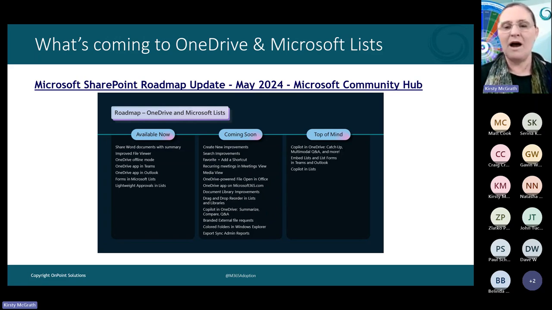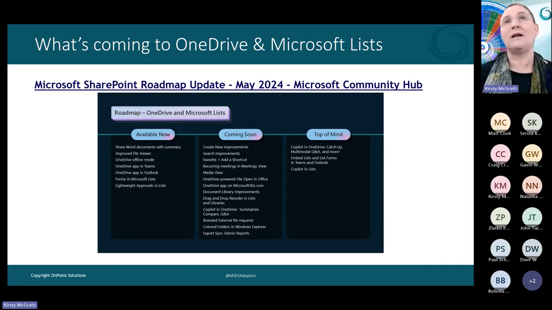Okay, but other ones to look at in terms of top of mind is that Copilot's coming into Lists, which will be driving through in the SharePoint piece. Although this is kind of OneDrive, this is more talking about Lists.